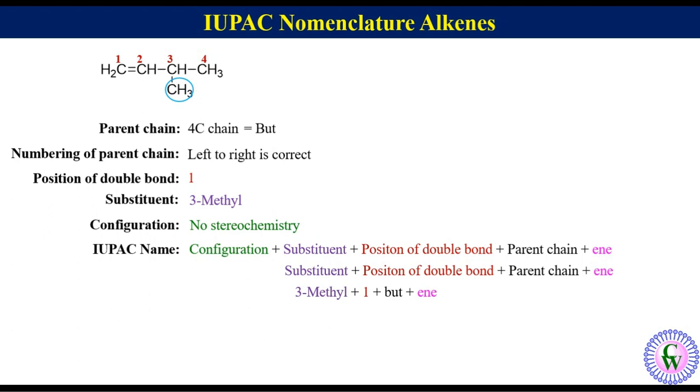While joining, there will be a dash between number and alphabet and no space, comma or dash between two alphabets. So the IUPAC name of this molecule will be 3-methyl-1-butene, or in a different way we can write it 3-methylbut-1-ene.